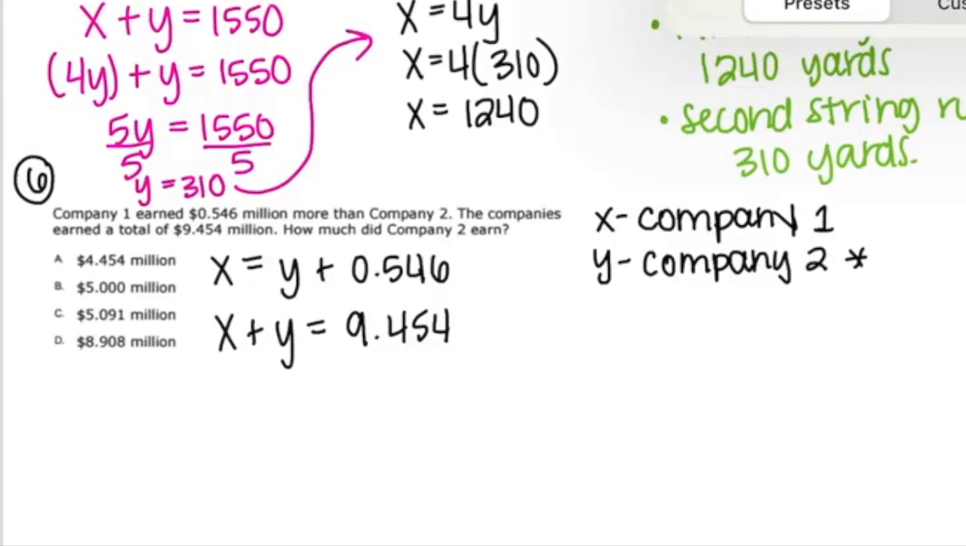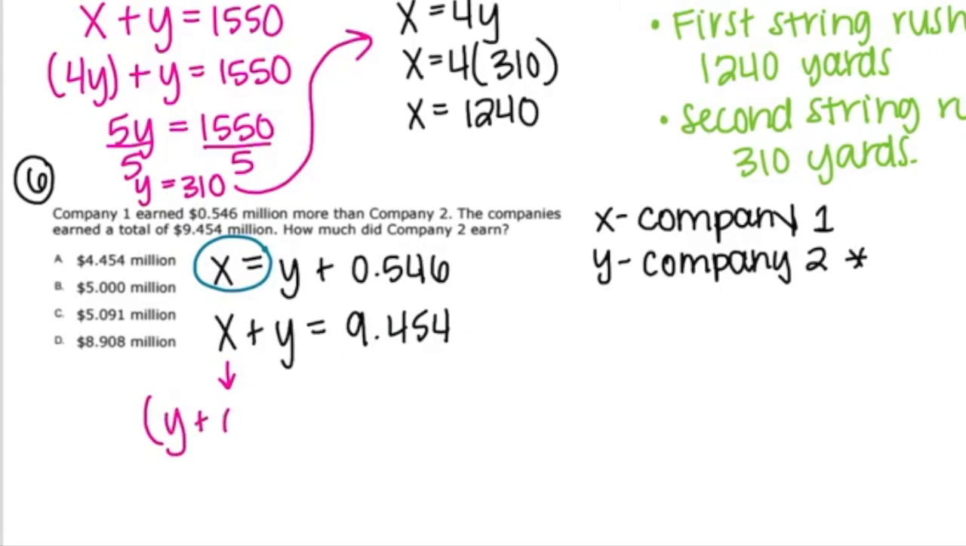All right, well, before we can use substitution, we've got to check. Do we have a variable that's isolated? The answer to that would be a yes, because we have x equals all by itself. And since we know that x is equal to y plus 0.546, then I can look at this second equation and say, well, if x is the same thing as y plus 0.546, then I can plug that in for x. So x is equal to this stuff. So I'm going to finish writing that equation.